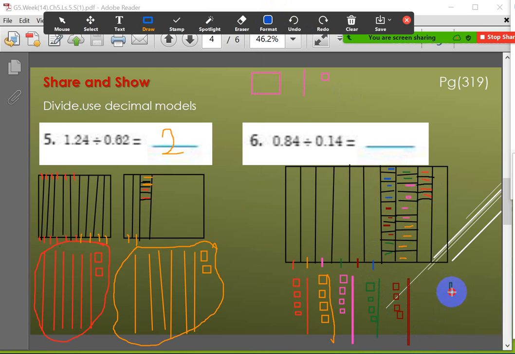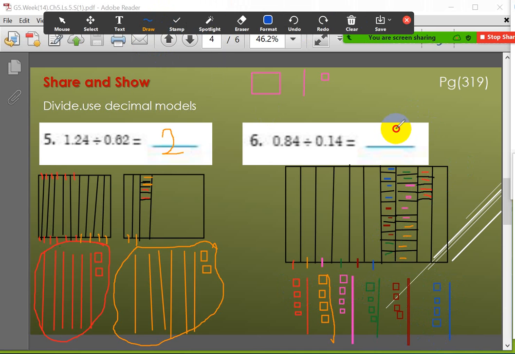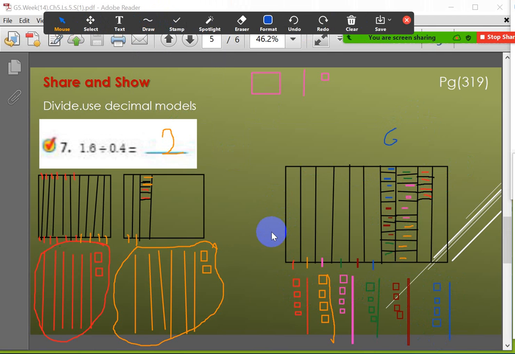So what is the answer? How many groups I have? 1, 2, 3, 4, 5, 6. I have 6 groups. That means the answer is 6. Okay, now let's move to number 7.